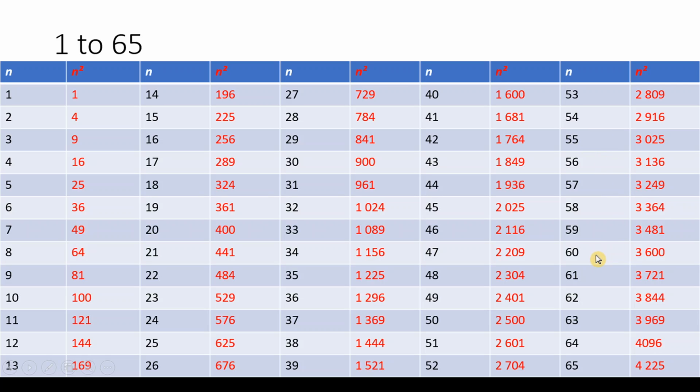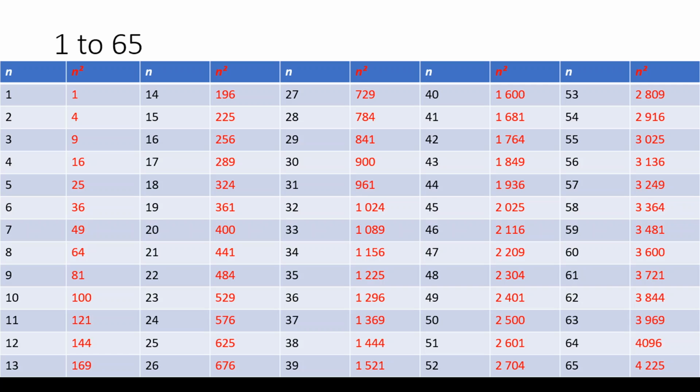And then the last 5: 61 squared is 3,721. 62 is 3,844. 63 squared is 3,969. 64 squared is 4,096. And 65 squared is 4,225. So yeah, if you just remember those last 6, so to speak, 60 to 65, you'll do fine.